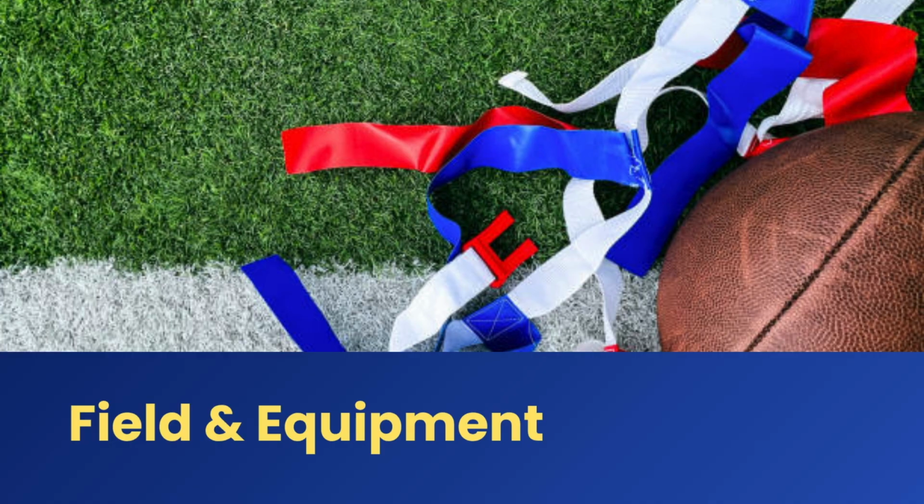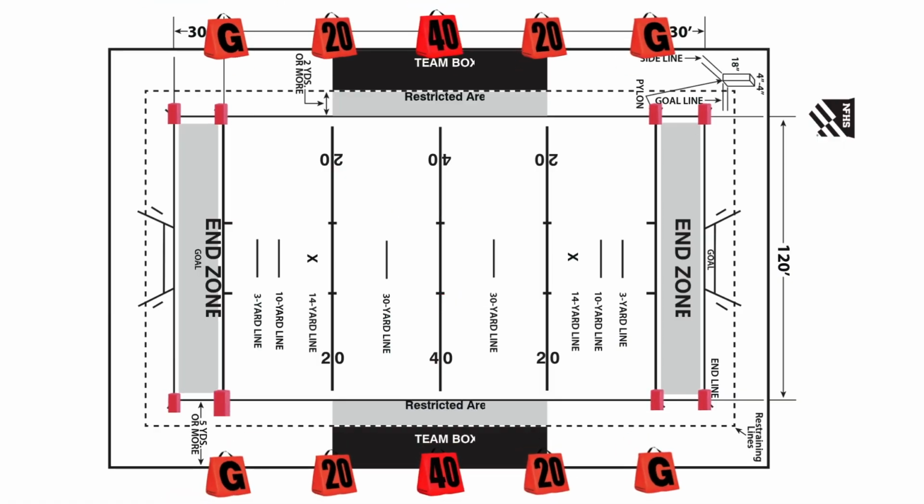All right, field and equipment. Let's get into it. So this is our flag football field for NFHS. It is an 80-yard field, bigger than some other rule sets. You will see that there is a 20-yard line, a 40-yard line, a 20-yard line, and obviously the goal lines. Those are your first down lines or your zone to gain lines. So every time that the offense crosses the next zone to gain, it is now a first down, and they will have 4 downs to reach the next zone to gain.